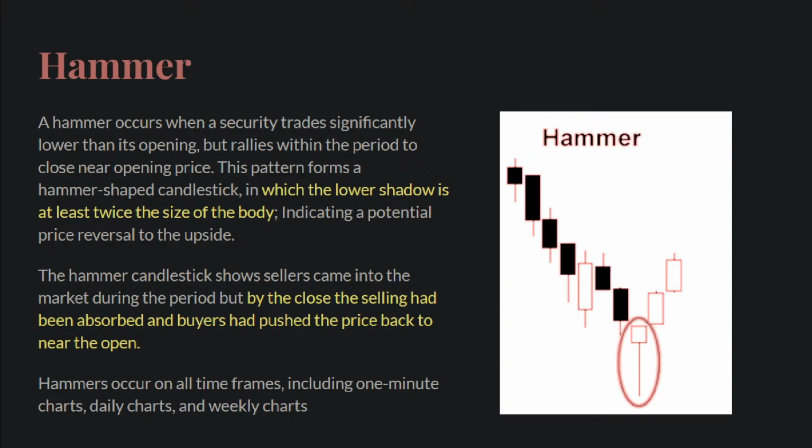A hammer candlestick shows sellers came into the market during the period, but by the close, the selling had been absorbed by the buyers and pushed back up to near the open, if not higher than where the stock opened. In a lot of cases, hammers end at the high. Like in this case, it opened at the low here, right? Went all the way down to that low here and finished at the top of that candle. So hammers occur on all time frames, just like every other pattern.